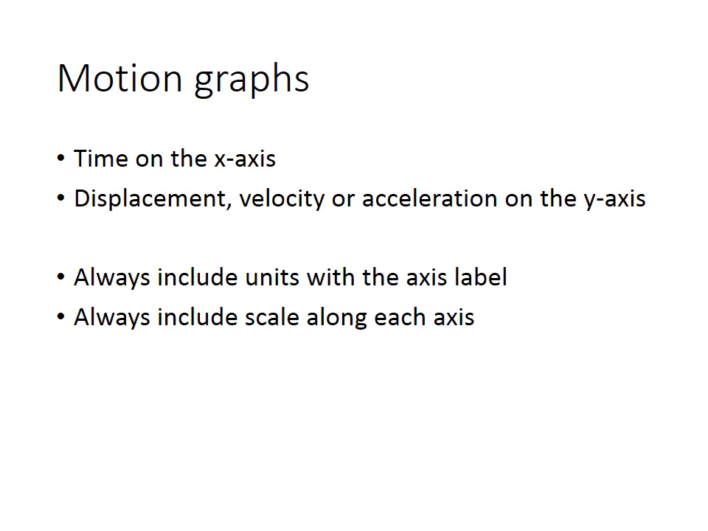So for a motion graph, we're always going to put time on the x-axis. That's always going to be our independent variable. And then, depending on what we're looking at, we'll put displacement, velocity, or acceleration on the y-axis. Just some graphing tips: remember to always include units along with the axis label for both the x and the y, and also include the scale along each axis.